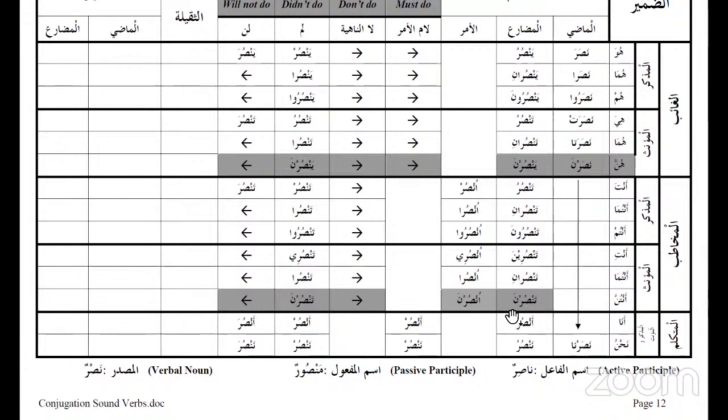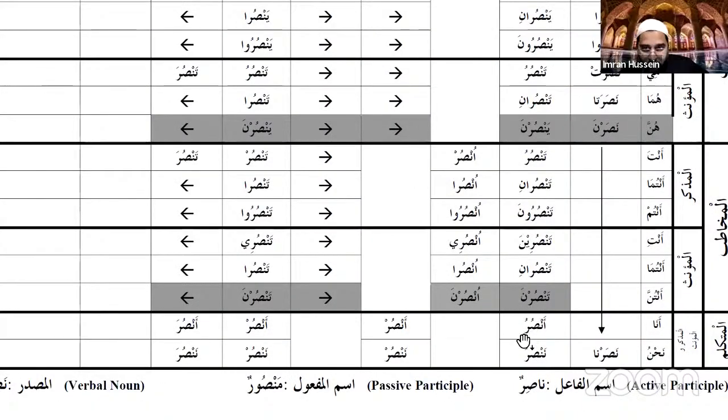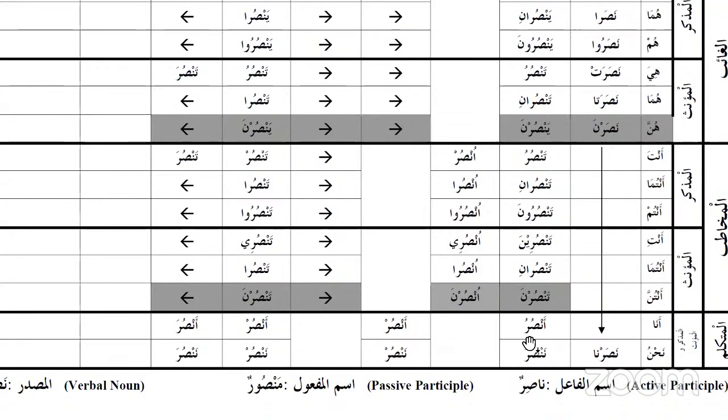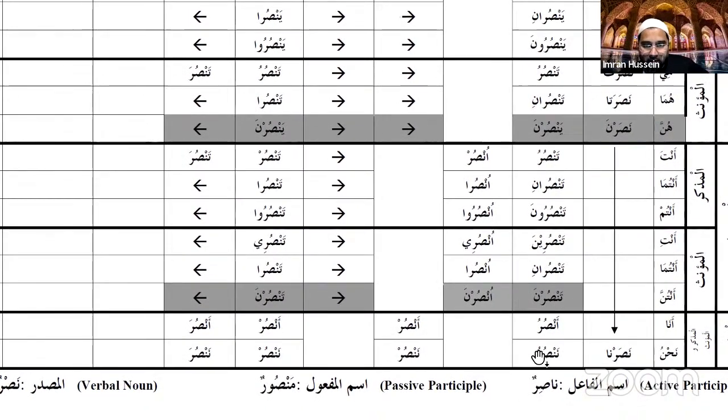Tansurna, that is for the feminine multiple, and the re is getting a sukun, and the noon, it is for the feminine noon. Correct. Then yansuru, the re is getting a dhamma, and tansuru, the re is getting a dhamma. Excellent.